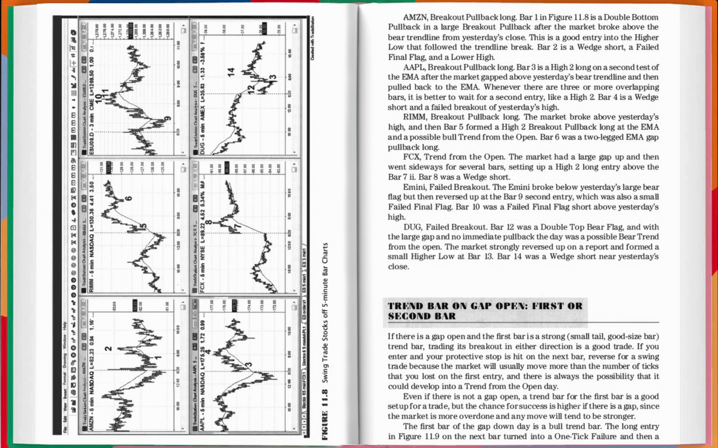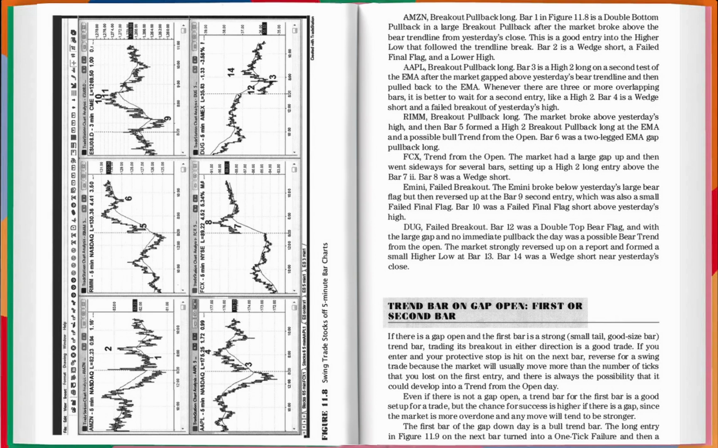FCX, trend from the open. The market had a large gap up and then went sideways for several bars, setting up a high 2 long entry above the bar 7 high 2. Bar 8 was a wedge short. E-mini failed breakout. The E-mini broke below yesterday's large bear flag but then reversed up at the bar 9 second entry, which was also a small failed final flag.